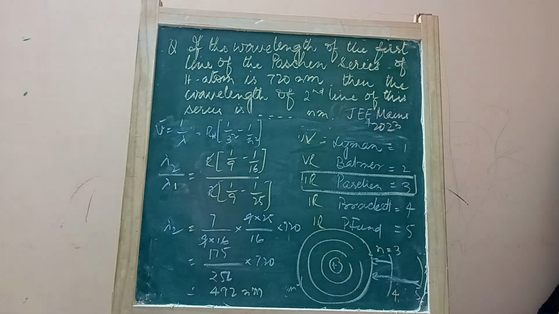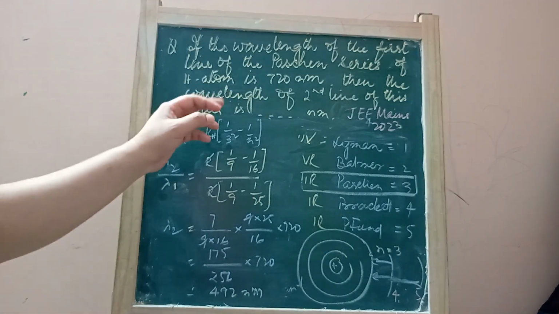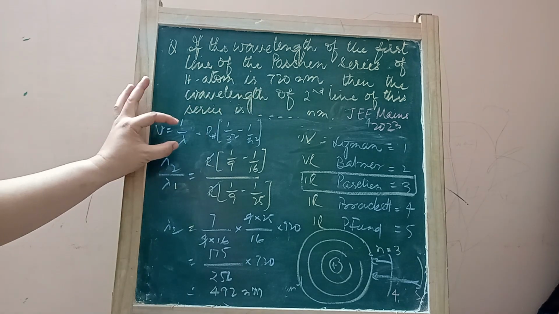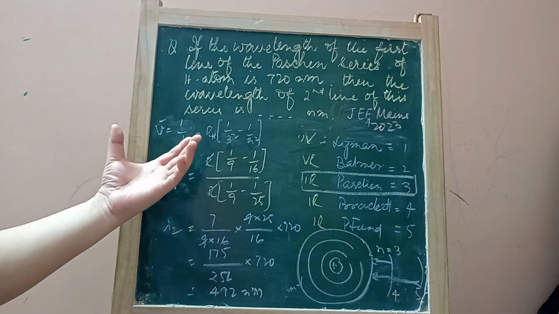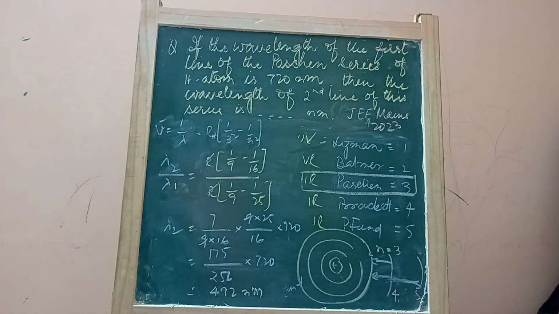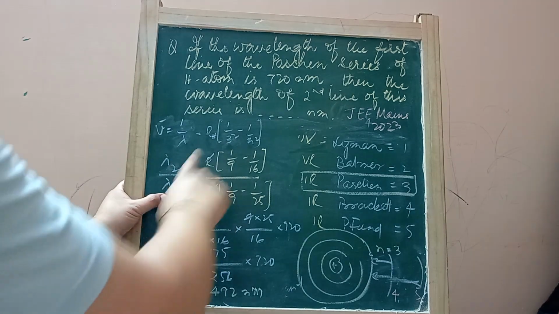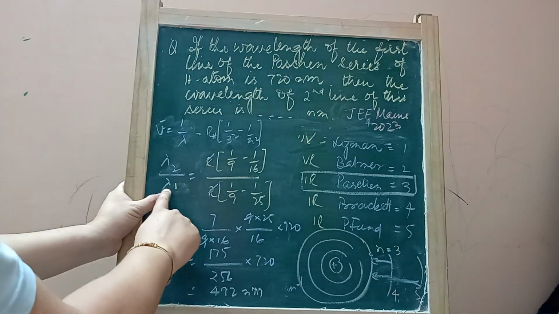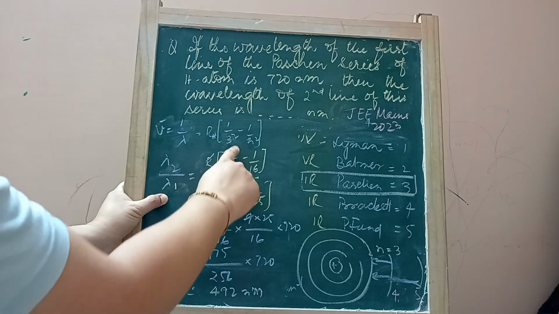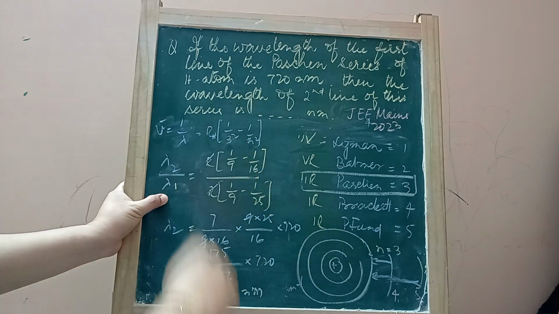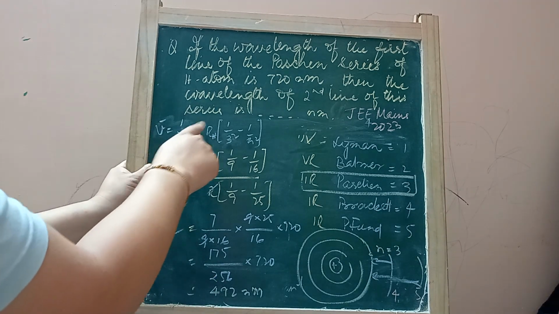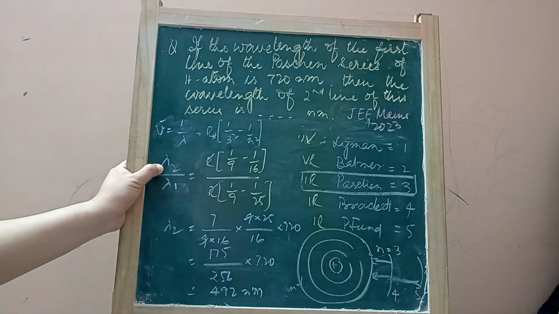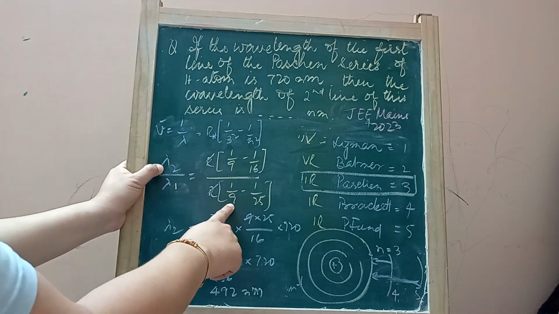So here you need to understand what the first line is. You need to know the Paschen series, the relationship between wave number and wavelength, and how wave number is calculated. When you know the equation, you need to know the Rydberg constant. But for this question, let the first line be denoted by lambda 1. Its value will be 1 by lambda 1 equals R times (1 by 3 square minus 1 by 4 square). And lambda 2's value will be 1 by lambda 2 equals R times (1 by 3 square minus 1 by 5 square). So this is lambda 2's value.